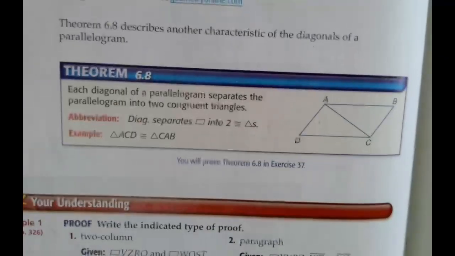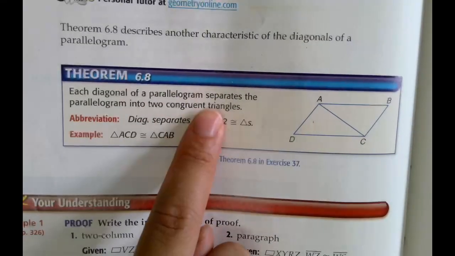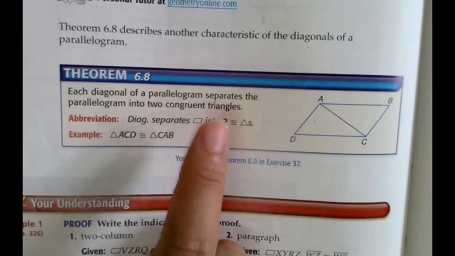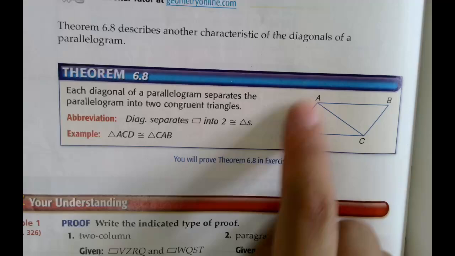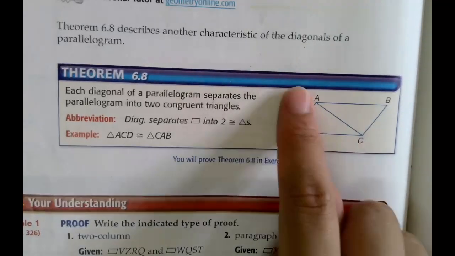And then our last property is that each diagonal of a parallelogram separates the parallelogram into two congruent triangles. So triangle ACD here is congruent to triangle CAD.